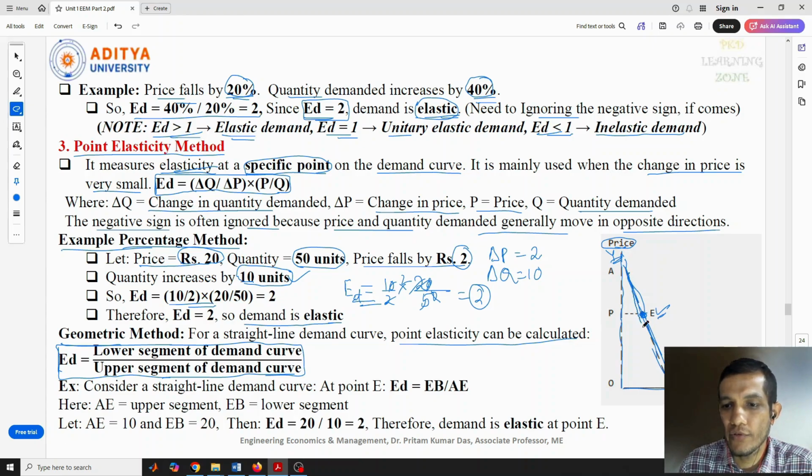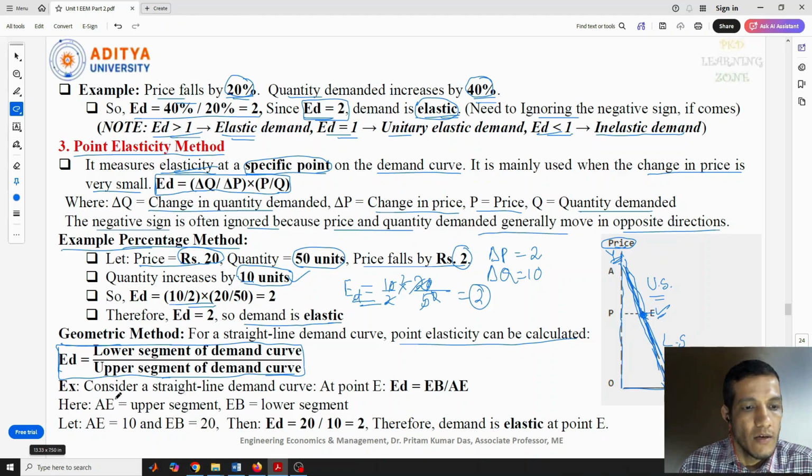So in this graph, this part is our lower segment, E to B point. And this is E to A point, that is our upper segment. So the ED value will be calculated as lower segment by upper segment. So we need to know the value here. What is the value for this point?